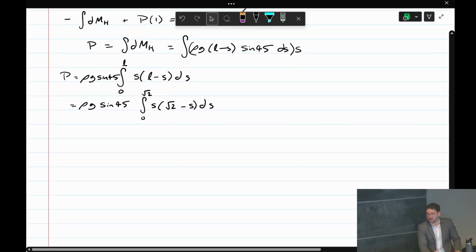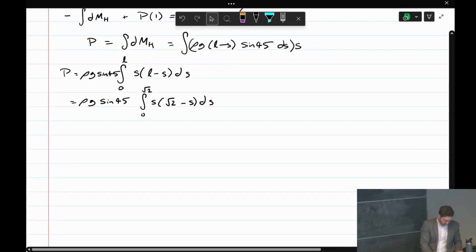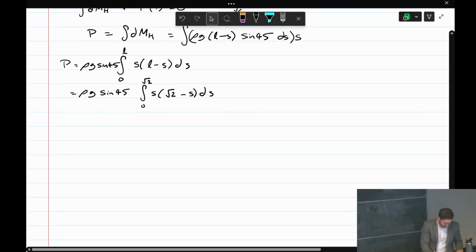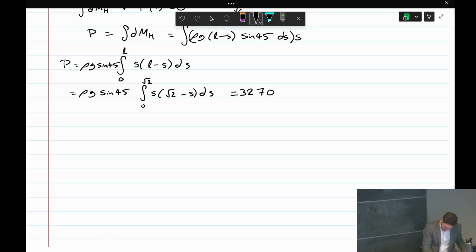So this integral is pretty straightforward, so I'm just going to give you the result of this integral. That gives us around 3.2 kilonewtons. And the direction of P was given in the problem, and it makes sense given the setup of this problem.